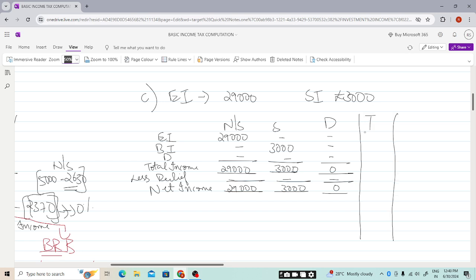Total column 29,000, 3,000, 0. So this will give 32,000. No relief. So our total net income will be 32,000. So less PA. For PA, we need to see whether the personal allowance is getting tapered or not.